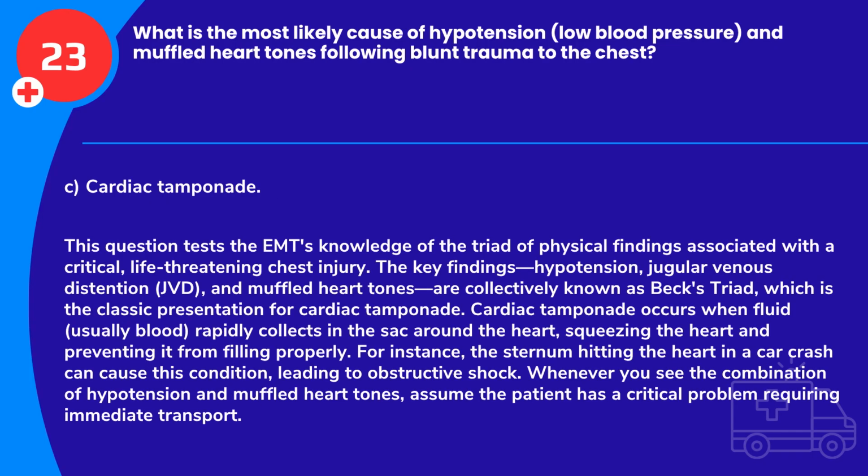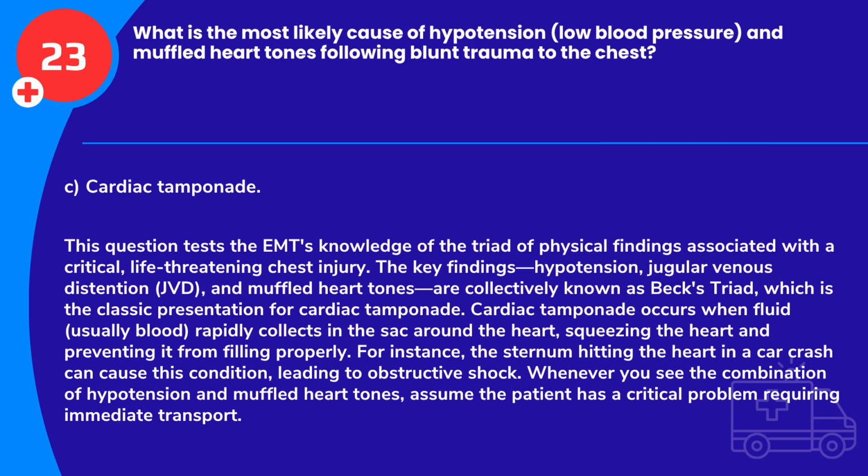Answer: C. Cardiac tamponade. This question tests the EMT's knowledge of the triad of physical findings associated with a critical, life-threatening chest injury. The key findings, hypotension, jugular venous distension (JVD), and muffled heart tones, are collectively known as Beck's triad, which is the classic presentation for cardiac tamponade.